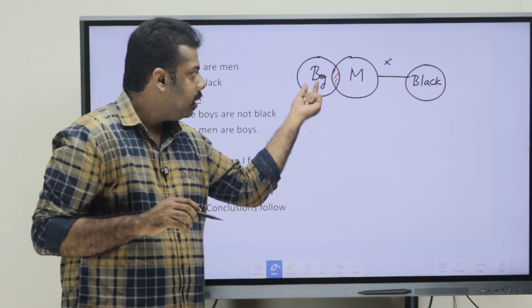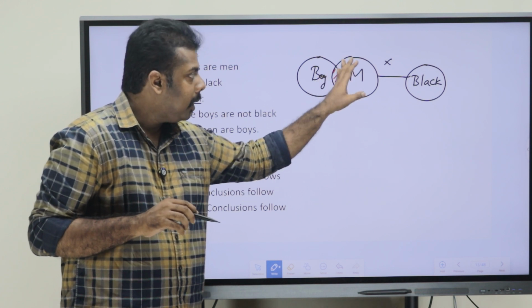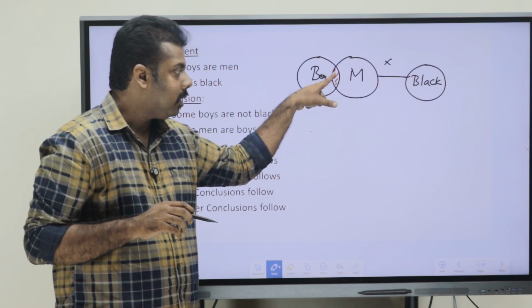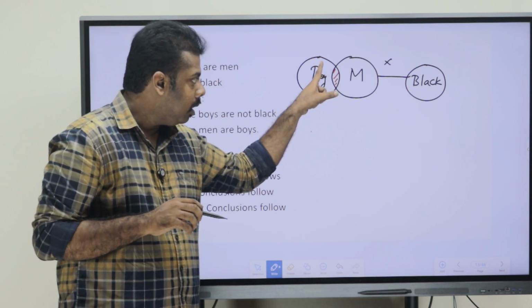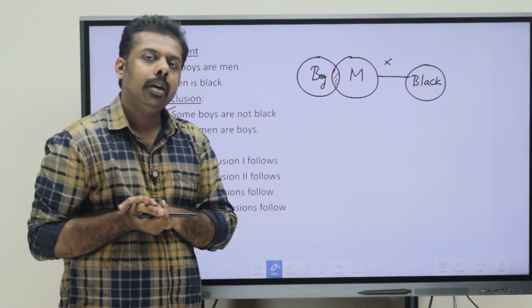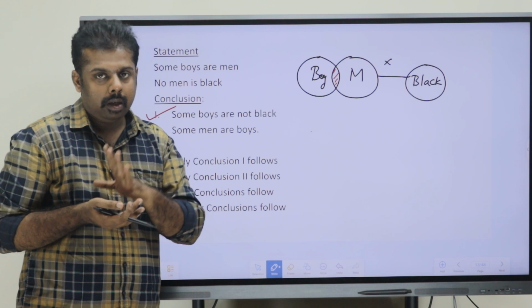Simple concept: boys and men are connected with a some relation, and men and black are connected with a no relation. So this some relation has a portion of boy, and this portion of boy will not be connected to black. So we can understand from that. That's why "some boys are not black" is the right option here.